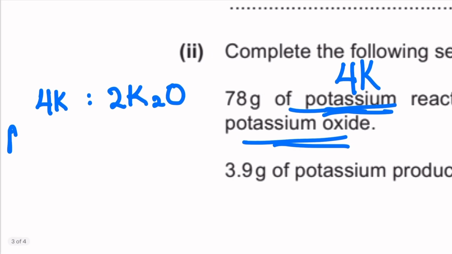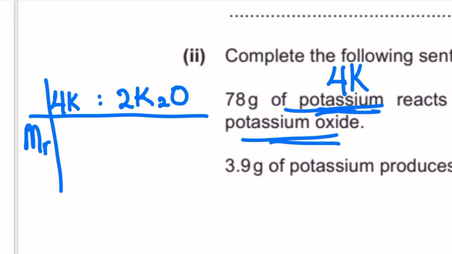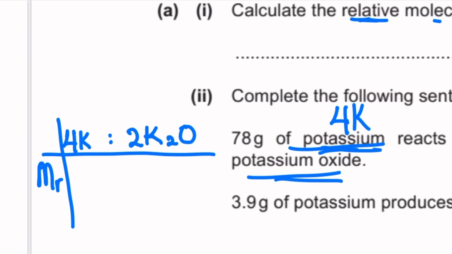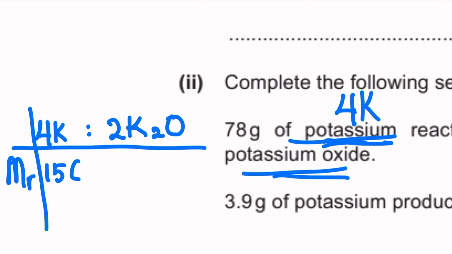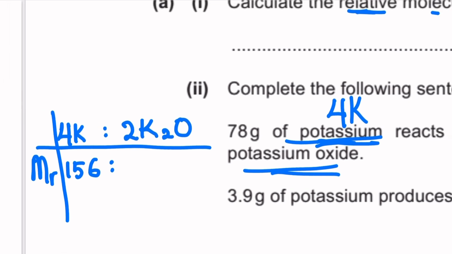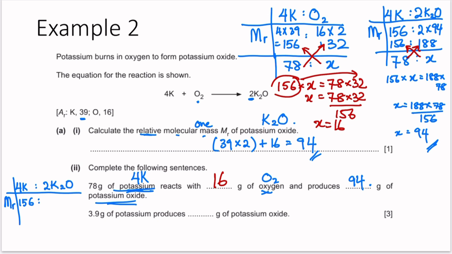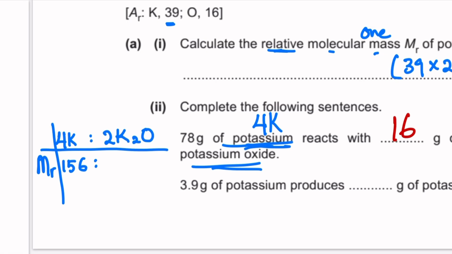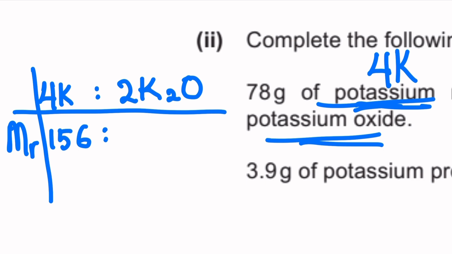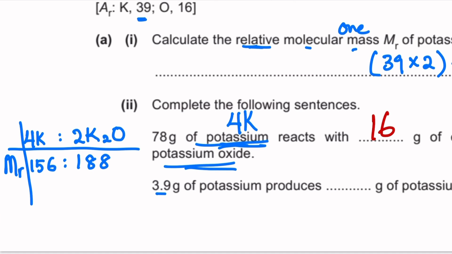First row is MR always. As you remember, the value here for 4K is 156 to the ratio of 2 of potassium oxide. Potassium oxide here, 2 times 94, you get 188. Next you have 3.9 gram of potassium. You put it here, 3.9 gram.